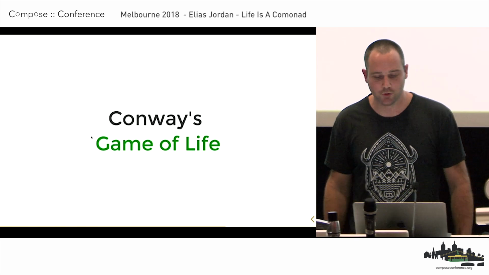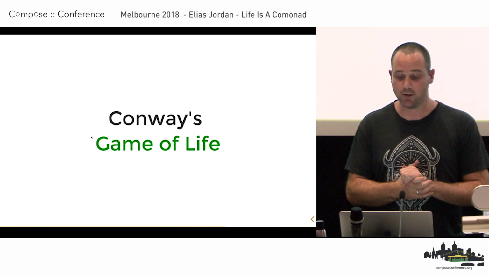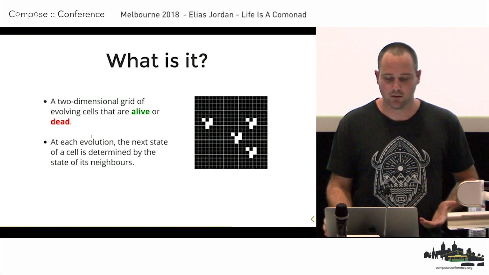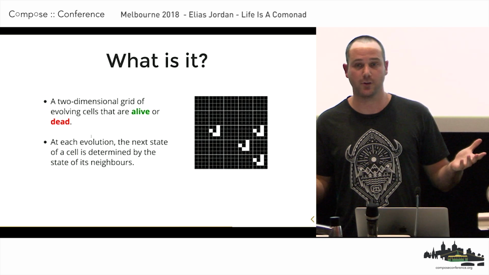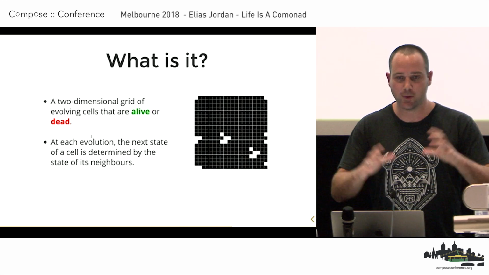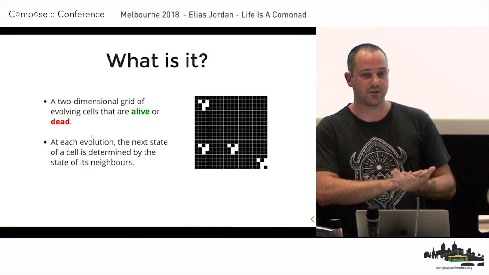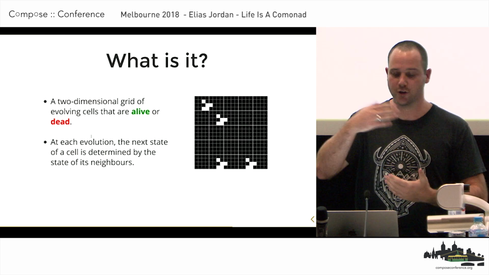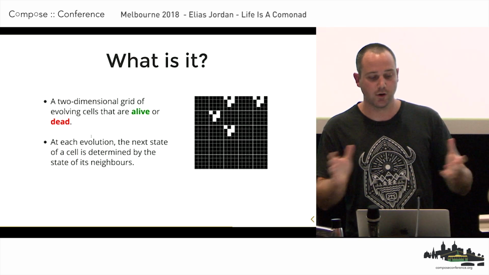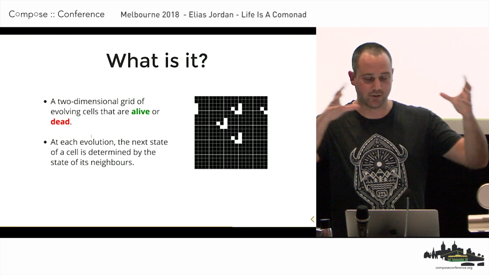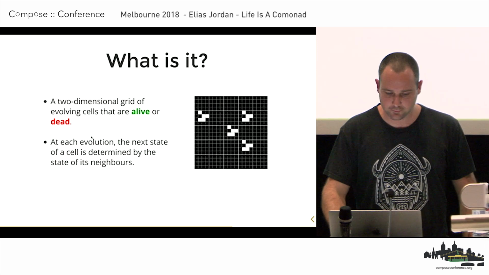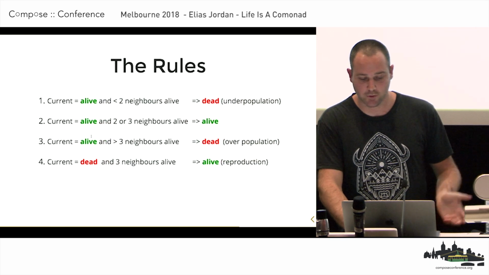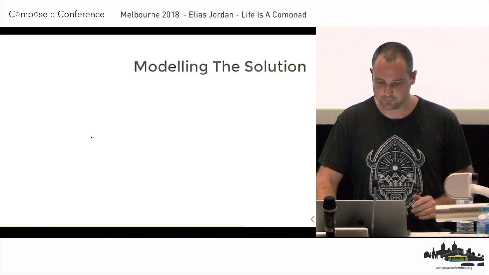Okay, so now let's move on to implementing Conway's game of life using our Comonad data structure. But let's just start off by what is Conway's game of life. So it's a two-dimensional grid of cells where each cell is either alive or dead. And at each evolution, the state of the cell is controlled by the liveness of its neighbors. So these are the rules. I won't go into too much detail, we'll look at the code instead.